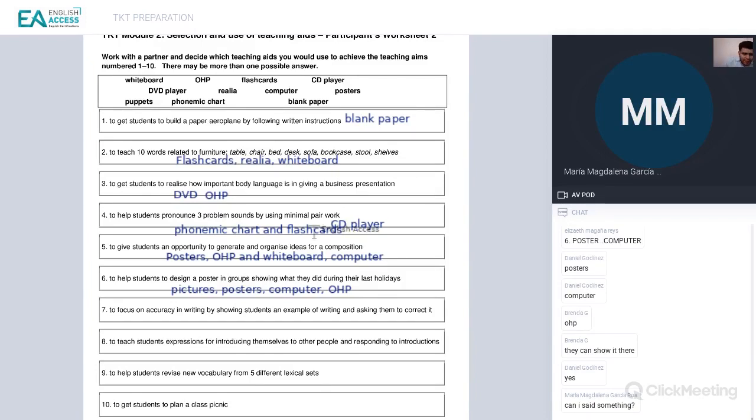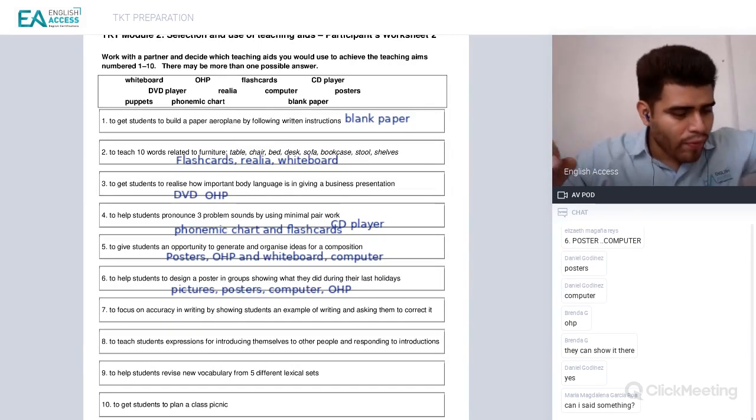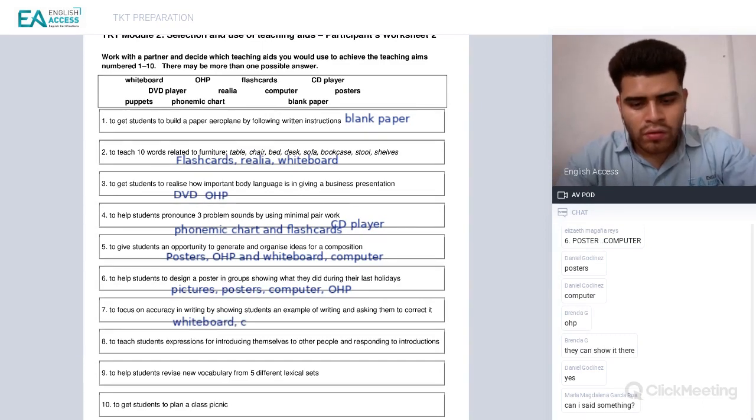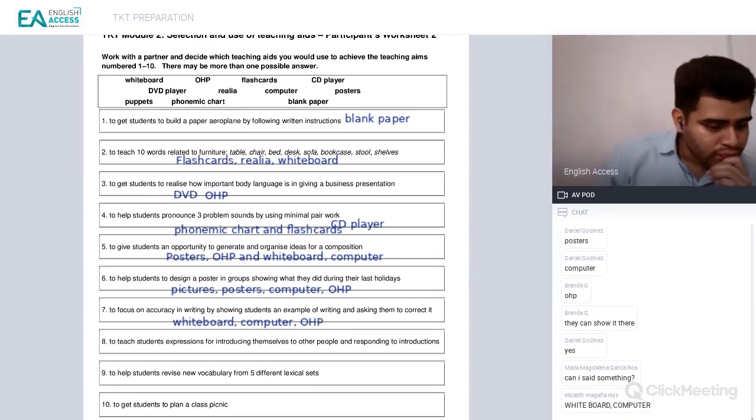All right, number 7. I have whiteboard, computer, OHP. Anything else?